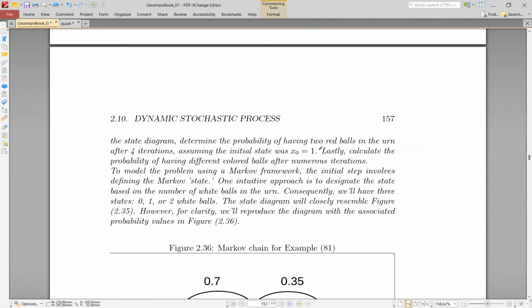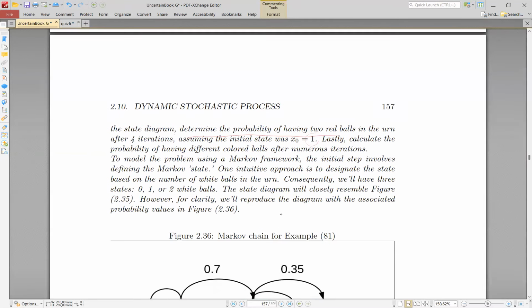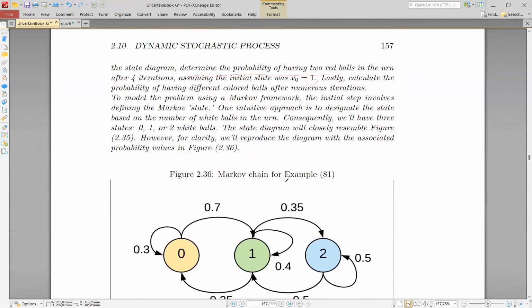determine the probability of having 2 red balls in the urn after 4 iterations. So after you repeat this process 4 times, what is the probability that inside the urn, or inside the bag, we will have 2 red balls? Okay, now assuming the initial state was x0 equal to 1. So we start with initial state equal to 1. It means that in the initial state we have only one red ball.